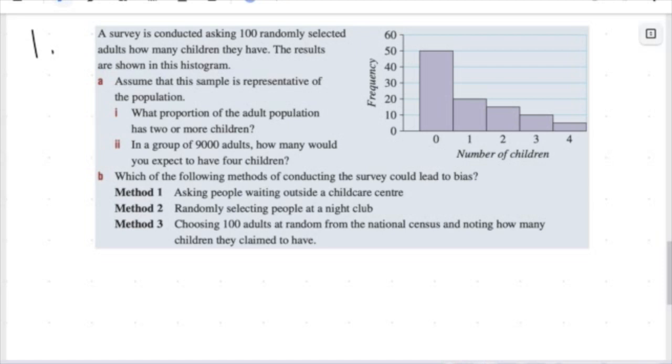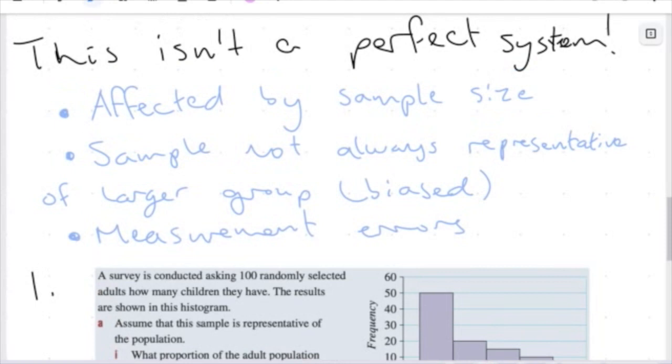Now, let's just jump straight into a question. And this is the idea of interpreting survey results. So we have here, a survey is conducted asking 100 randomly selected adults how many children they have. The results are shown in this histogram. Histograms we covered in year 7, so please look at that if this is something new. And we want to answer, assume that this sample is representative of the population. That's part A. So they've had to add this kind of disclaimer, because otherwise we may get skewing and some of these issues we talked about here.